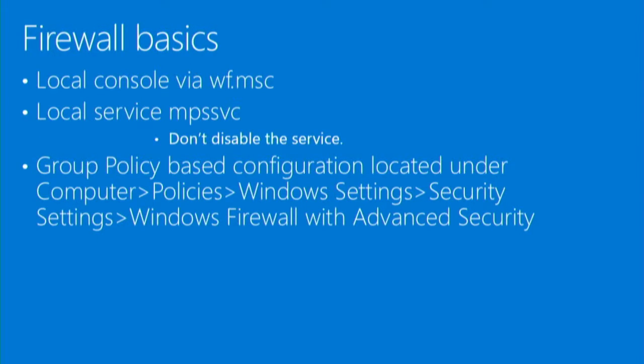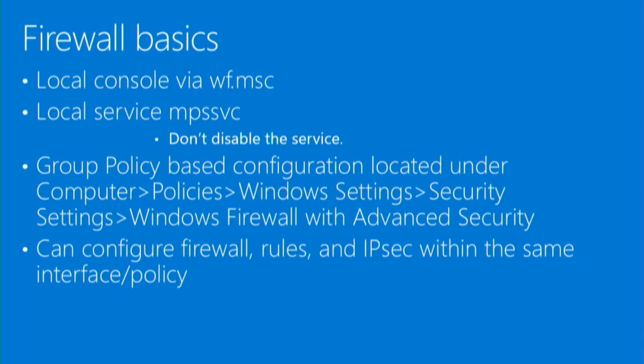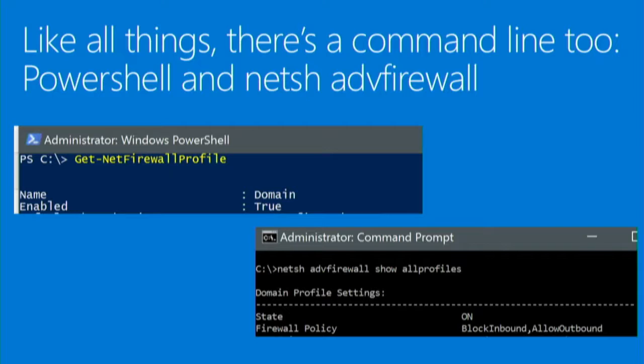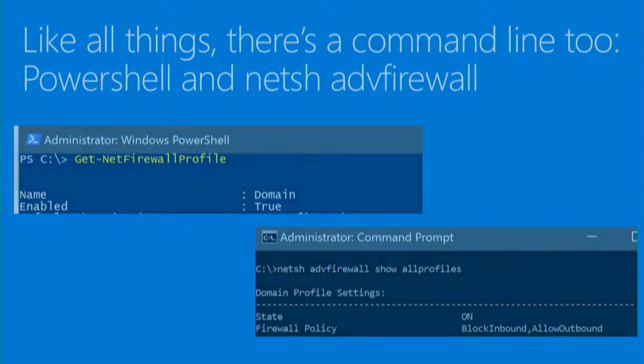There's group policies for this, like with all things. They're under Windows Firewall with Advanced Security. And the cool thing about this is you can configure everything you might want to do in the firewall all within the same policies, all within the same interface. I don't have to go somewhere to turn it on and then somewhere else to make a rule and then go make an IPsec rule somewhere else. I can do it all in the exact same policy. And like all good things, there's a command line. We've got PowerShell, we've got netsh advfirewall. I don't have enough time to go through all of them, but they're there for you too, so you can do all that neat PowerShell stuff.